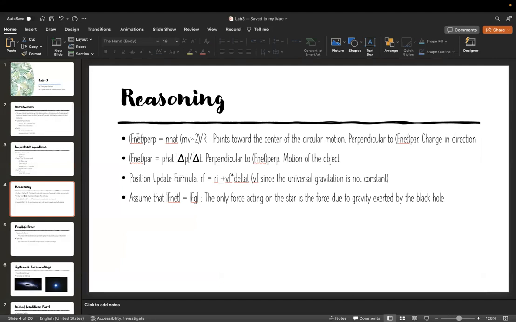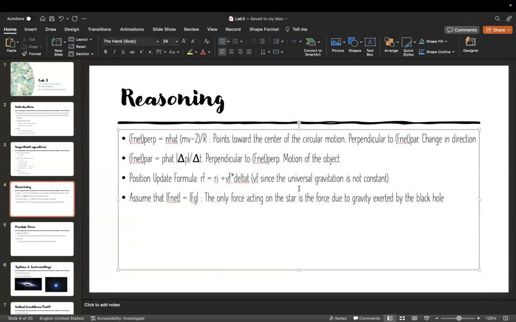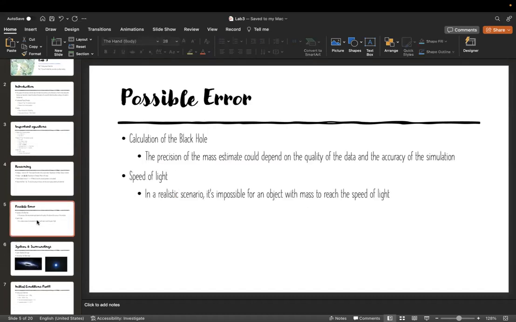Then for the reasoning, F net perpendicular, pointed towards the center of the circular motion, is perpendicular to F net parallel and represents change in direction. The F net parallel represents the motion of the object. In the position formula I have used V final since the universal gravitational force is not constant. And then I assume that the magnitude of F net equals the magnitude of F gravity, because the only force acting on the star is the force due to gravity exerted by the black hole.